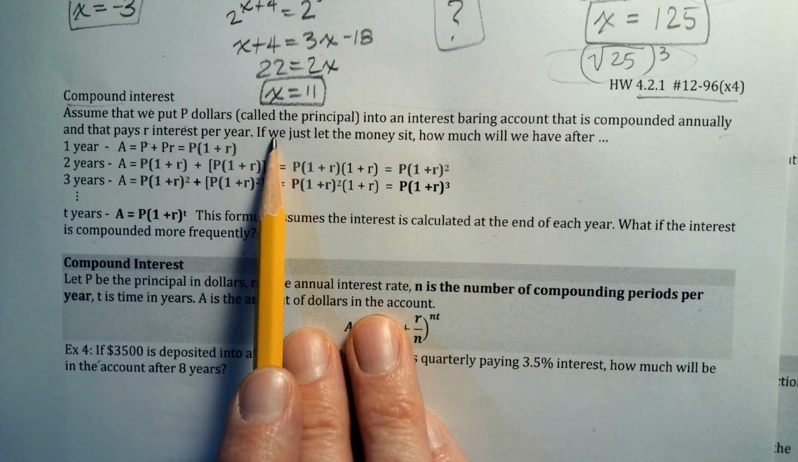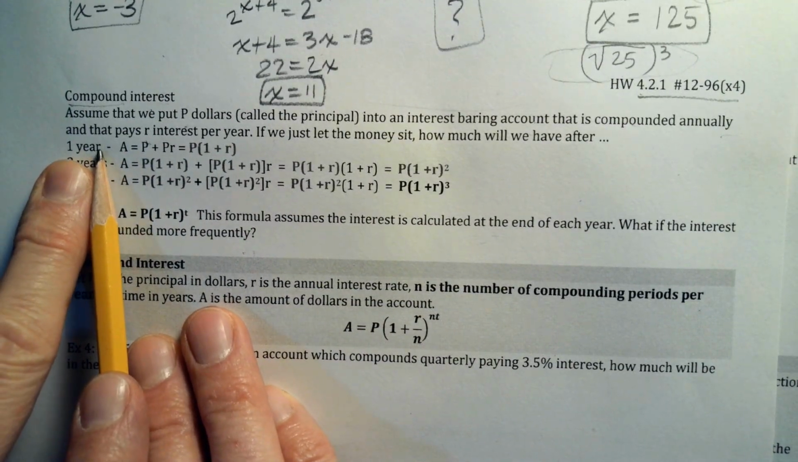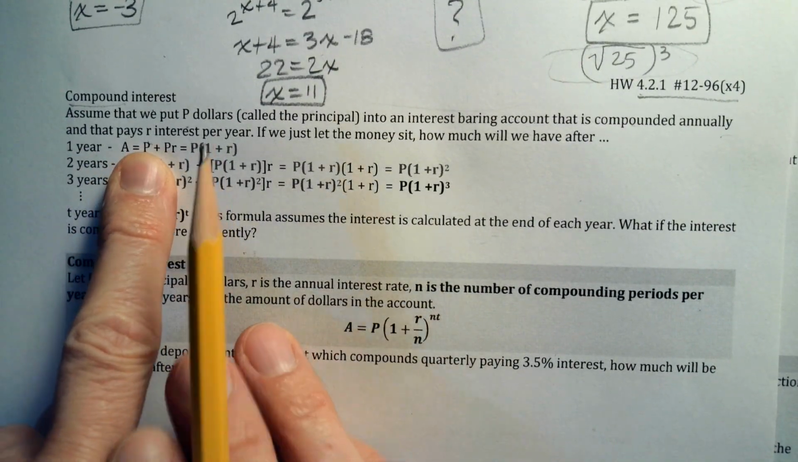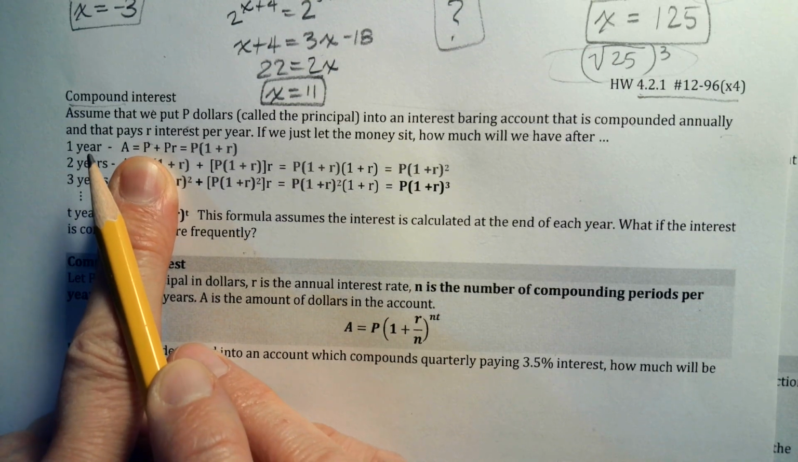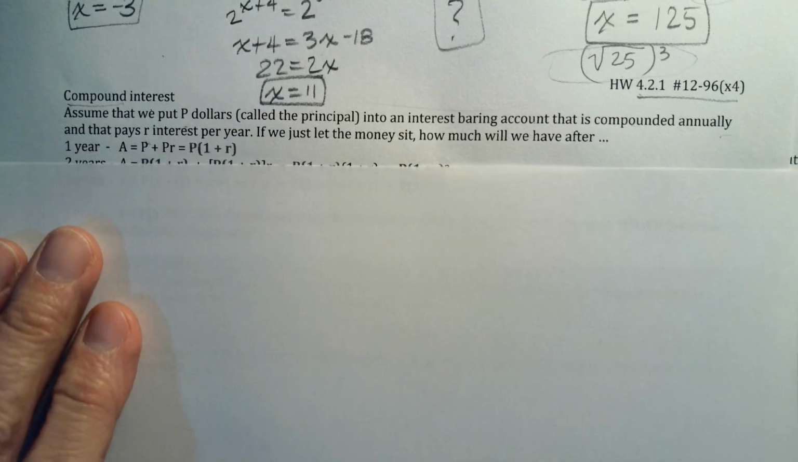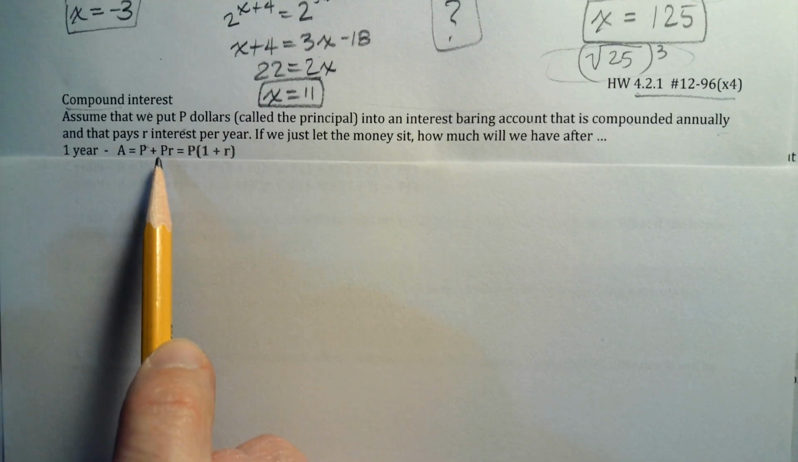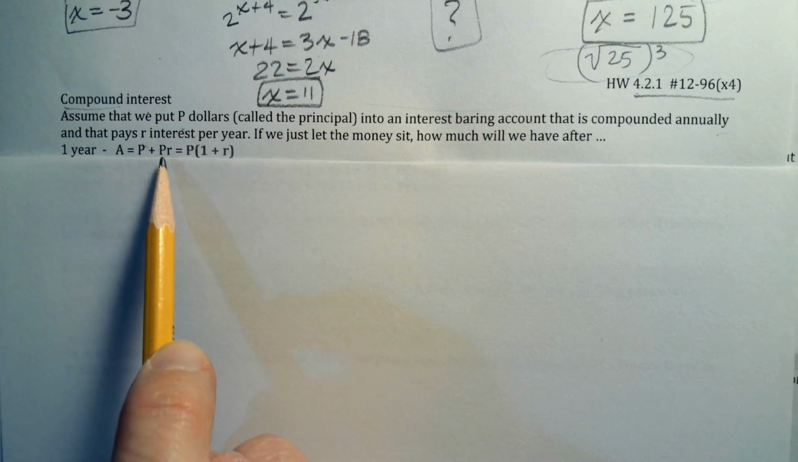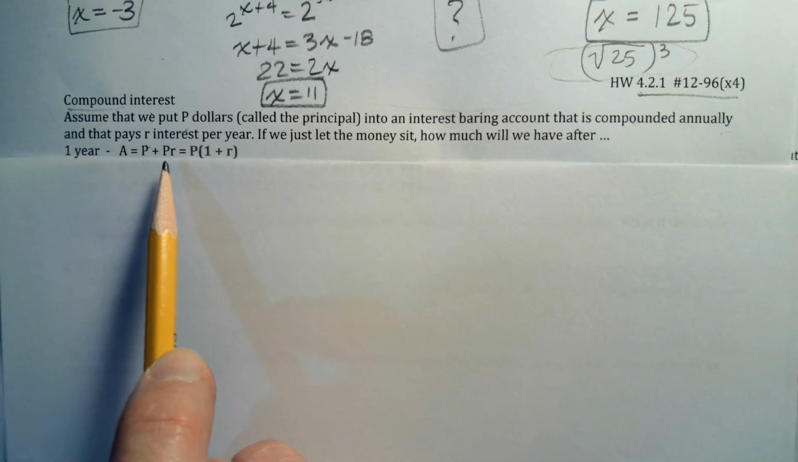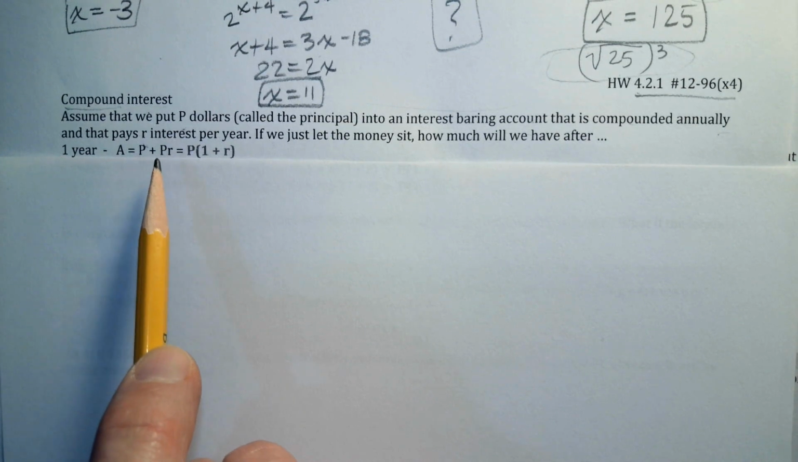All right, so let's say that we put P amount in. So we put the P in at the beginning of the year, and at the end of 1 year, we have the original principal, plus we have the principal times the interest rate. Let me cover up the rest of that so we can concentrate on just this one. So then it's the principal plus the principal times the interest rate.